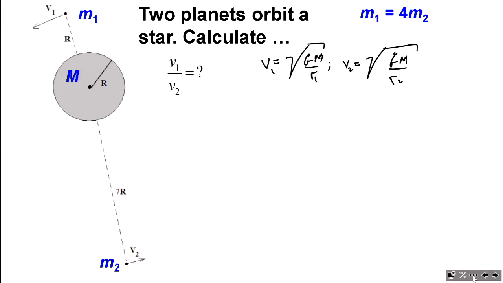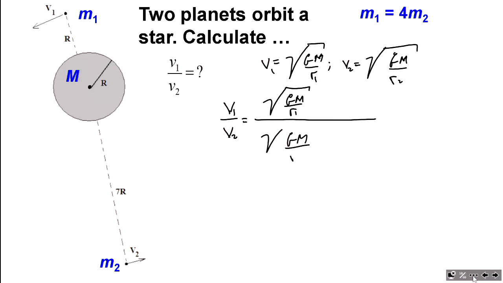The beauty of this problem is that the central object is the same, so the variable capital M is the same. All we have to do now is just calculate the ratio, literally. First speed divided by second speed, so we write the square root of GM over radius, over the square root of GM over second radius, and immediately we can cancel the constant, we can cancel the mass, we can rewrite this as a different ratio.